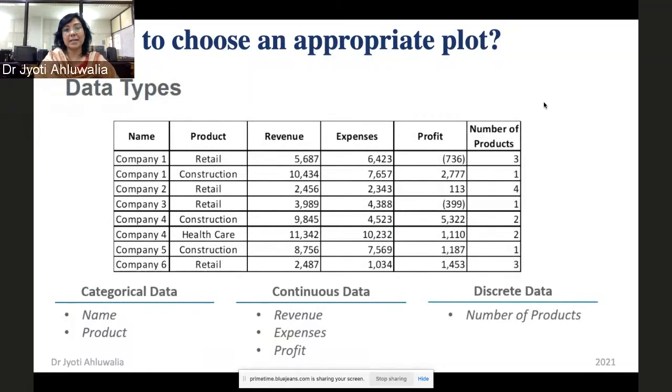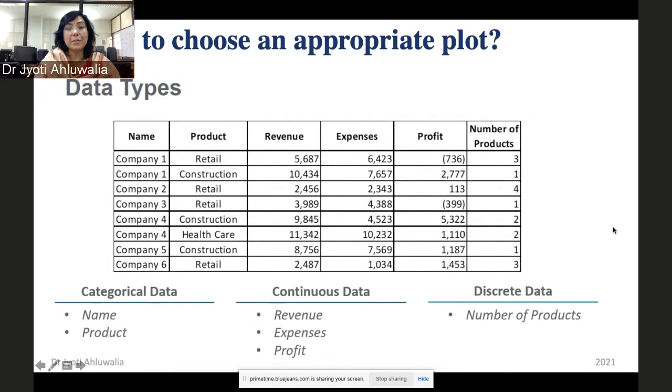Here again we are presenting data with certain columns. We have the name of the companies, company 1, company 2, and that would become categorical data. We have a column called product, which has names of products, like retail, construction, healthcare. So that again is categorical data. Then we have revenue, expenses, profits, and number of products. All these 4 would be numerical data. Out of these, 3 are continuous data and 1 is discrete, which is number of products. Either we have 1 product or 2 products or 4 products, it is not 2.5 products, and so we have discrete. This is an example of how we see it.